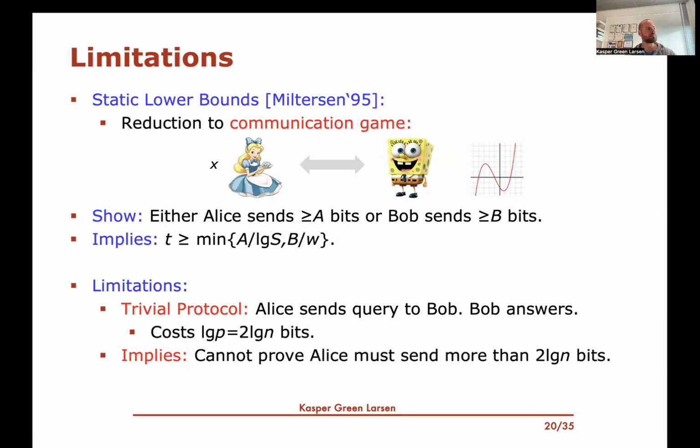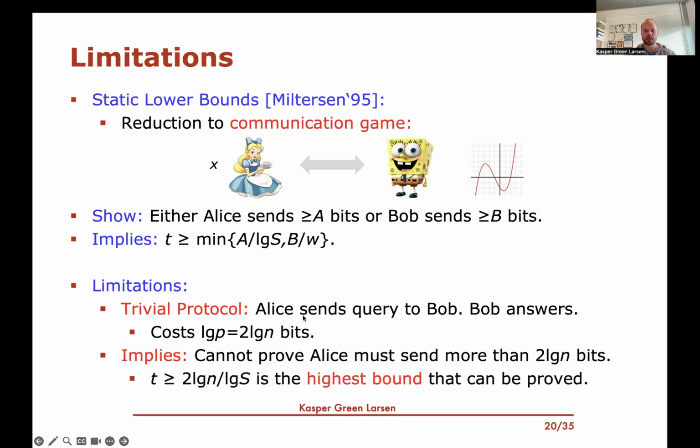And what this means is that we can never really hope to prove that Alice has to send more than log p bits or 2 log n bits, right? So this A up here, the highest we can ever hope to prove is that Alice has to send her entire input, so we'll never get an A that's higher than, say, 2 log n in this case. Which means, since the lower bound we get is T is at least the minimum of A over log S and B over W, it doesn't even matter what B is. We'll never be able to prove anything higher than T is at least 2 log N over log S.